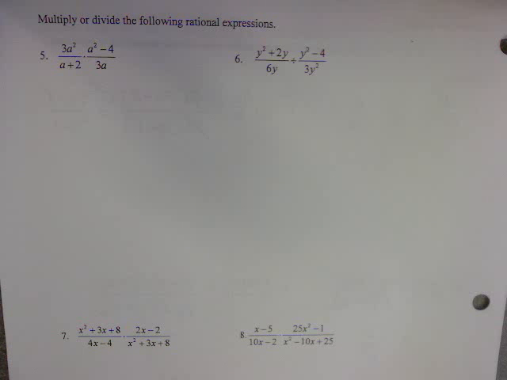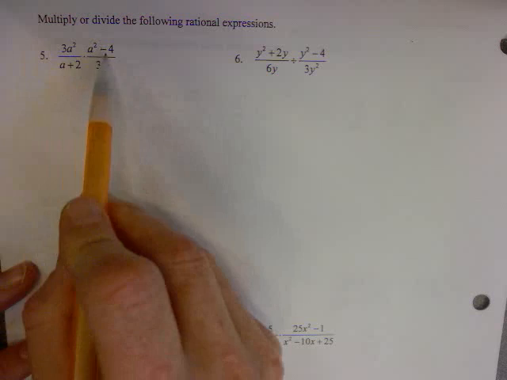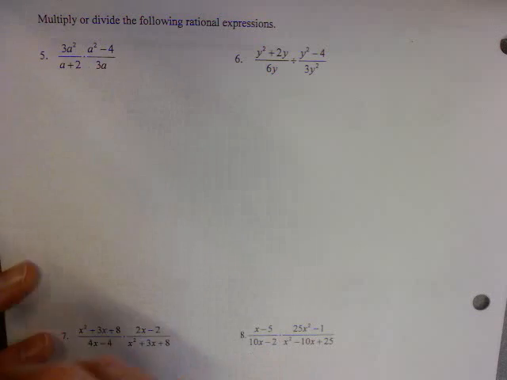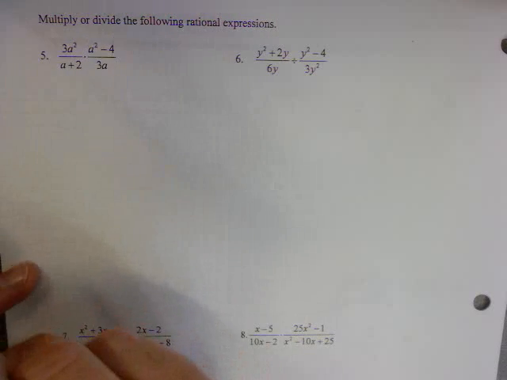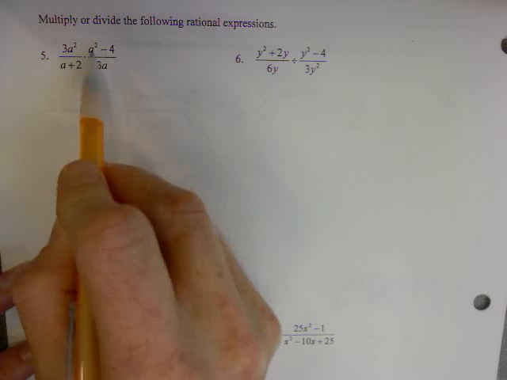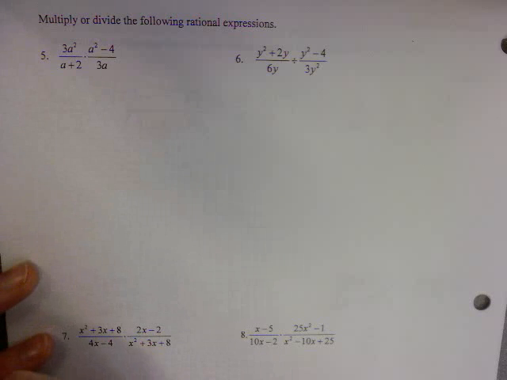In these next examples, numbers 5 through 8, we will be concentrating on multiplying and dividing rational expressions. Before we can cancel, we need to make sure everything is factored. So in number 5, the only expression that can be factored is a squared minus 4. Notice there's two terms and they are both perfect squares with a minus sign. So that's a difference of two squares.